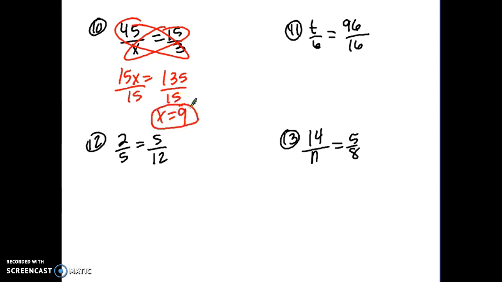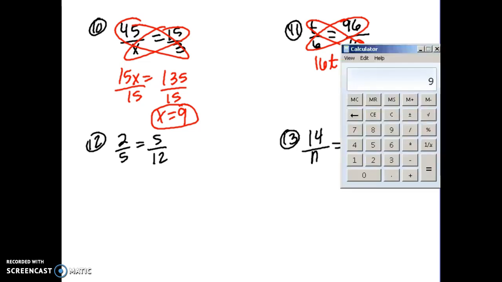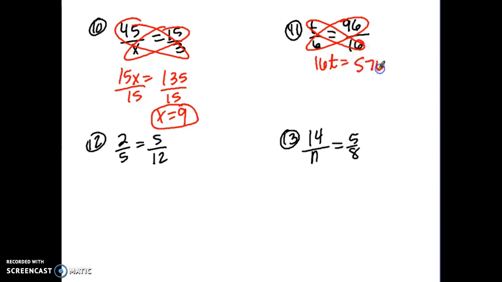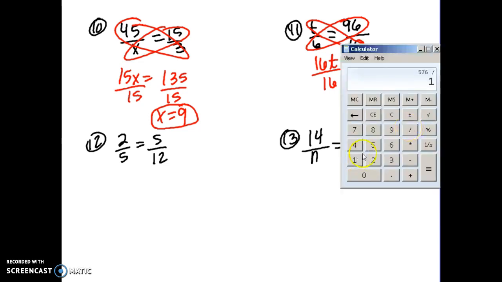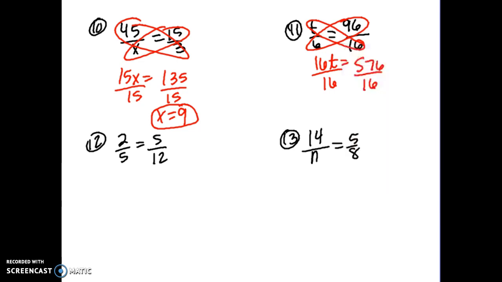Number 11. T over 6 equals 96 over 16. 16 times T is 16T. 96 times 6 is 576. Divided by 16. That is 36.